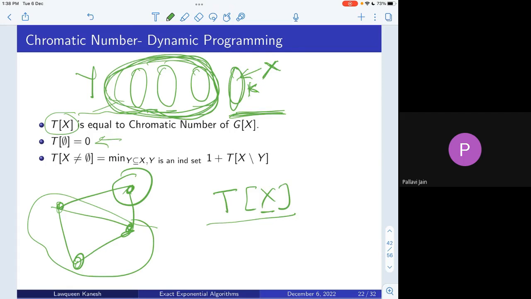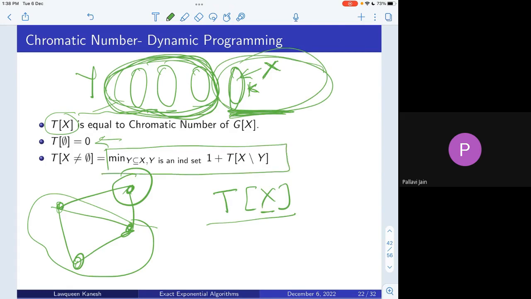Otherwise, what we can do is try to guess this independent set, the last one. If X is not the empty set, then we can take the minimum over all such sets Y which are independent sets. So the minimum over Y is a subset of X and Y is an independent set, and since one color we will assign to the Y vertices, we can then find the chromatic number of the remaining, T of X minus Y, right?